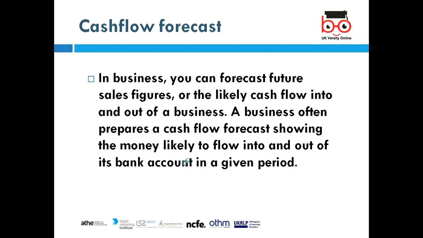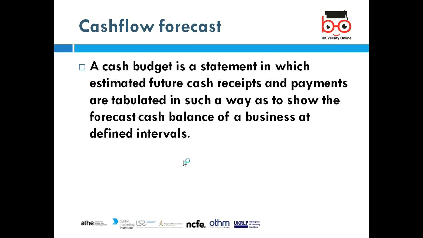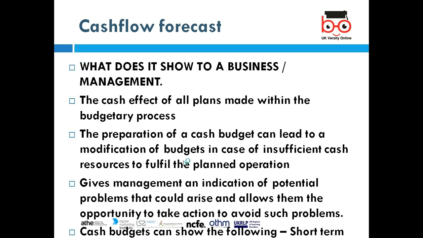So next we're looking at the cash forecast. Any budget we are making behind the scenes, we need money for it. In a business, you can forecast the future sales figure, and likely the cash flow into and out of the business. The business often prepares a cash forecast showing the money flowing into and out of the business through bank accounts. So a cash budget is a statement in which estimated future receipts and payments are tabulated in such a way as to show the forecast cash balance of a business at defined intervals.